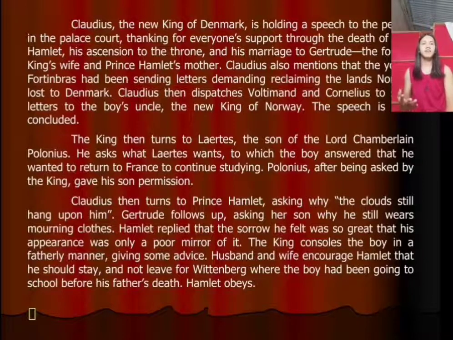The king then turns to Laertes, the son of the Lord Chamberlain Polonius, and asks what he wants, to which the boy answered that he wanted to return to France to continue studying. Polonius, after being asked by the king, gave his son permission.